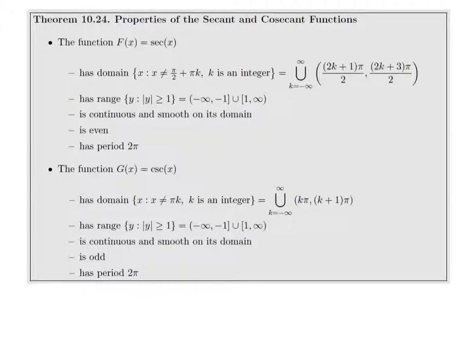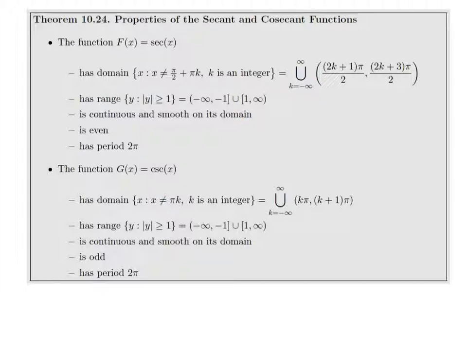Great. To summarize the properties of secant and cosecant, you have this table. First off, the domain: everywhere cosine is 0, secant's going to have a vertical asymptote. So the domain will be all those values except for those vertical asymptotes. It can be written in this union notation for the domain. The range is outside of the normal range for cosine, so from negative infinity to negative 1, and then from 1 to infinity. It is continuous and smooth on its domain. However, it's not continuous and smooth everywhere because the domain is broken up with vertical asymptotes.